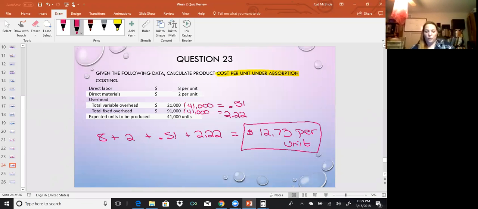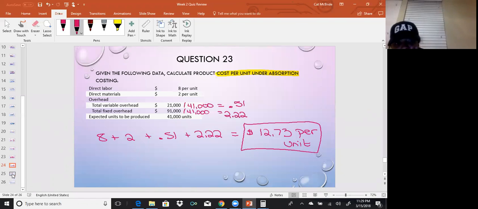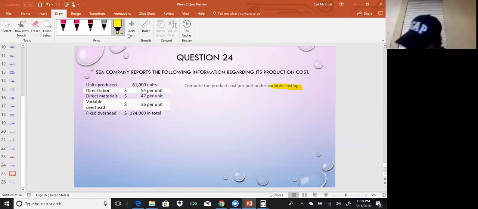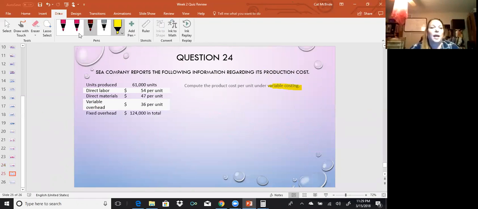If you were asked to do the same thing under variable costing, what would you leave out? Fixed overhead, right, which is what we're just about to do. So now we're going to do variable costing. And for variable costing, we don't have to worry about fixed overhead. Do we do variable overhead? Yes. So this is easy.